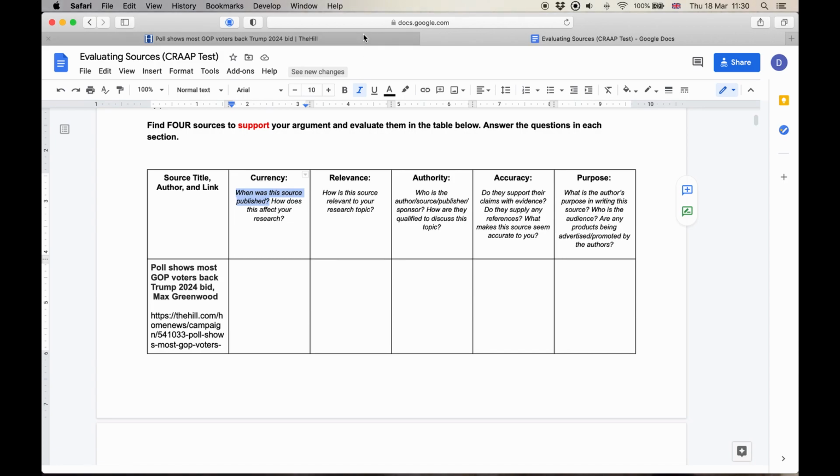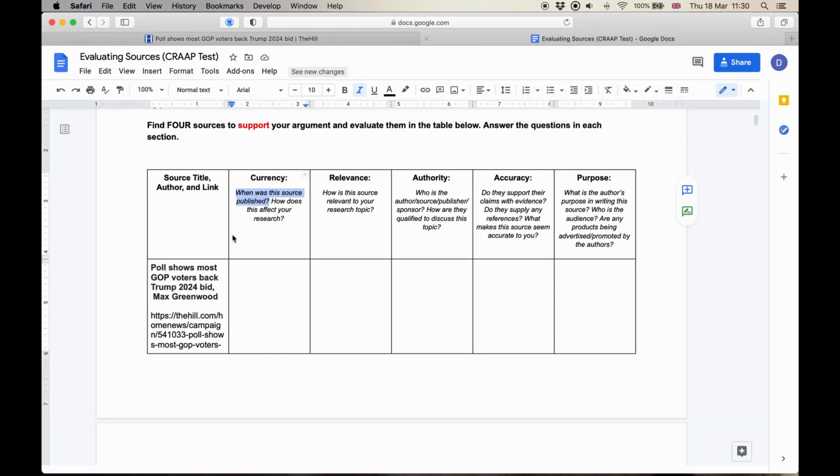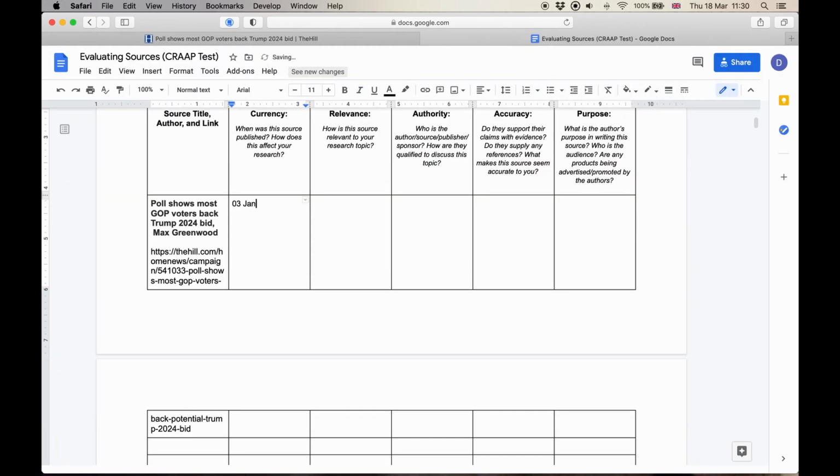For me, this is from January, 2 months ago. Is that good for me? Well, yes, because I want to know what people are thinking now. I don't want to know about a year ago because maybe they changed their minds about Trump.